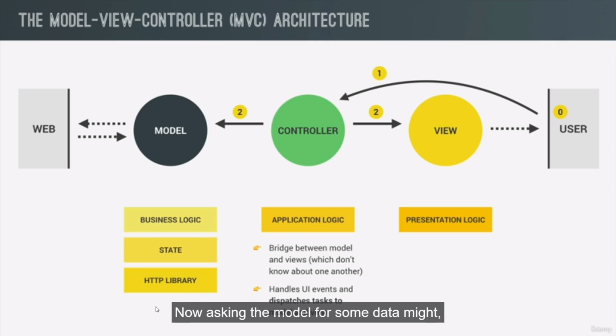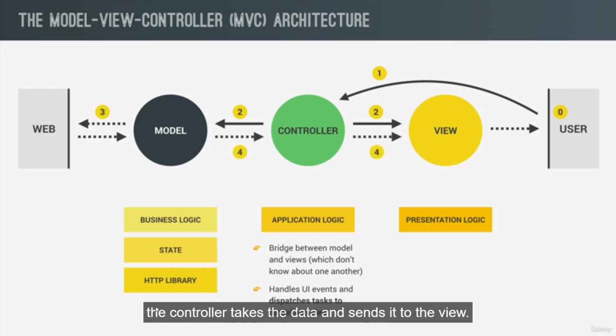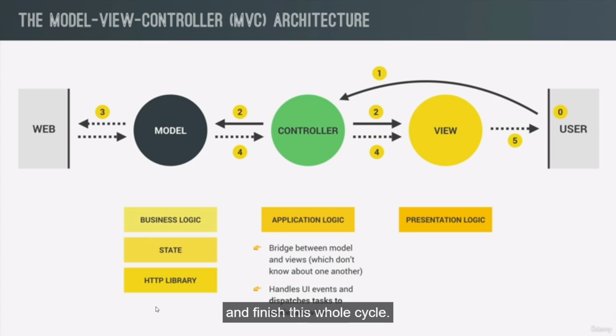Now, asking the model for some data might of course involve doing an AJAX request to the web. And so that's exactly what the model does. Then, when the data arrives, the controller takes the data and sends it to the view. And so finally, to finish, the view will render that data to the user interface and finish this whole cycle.